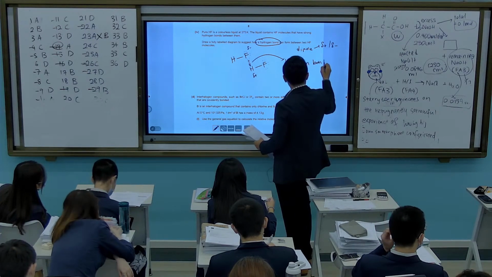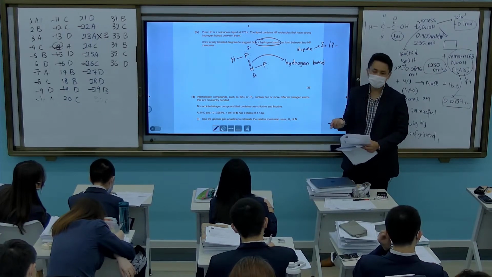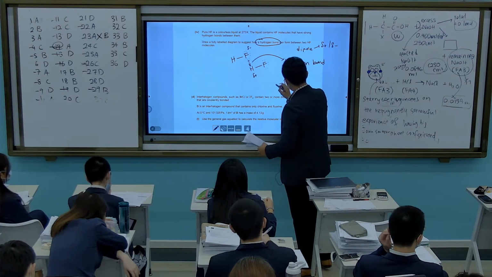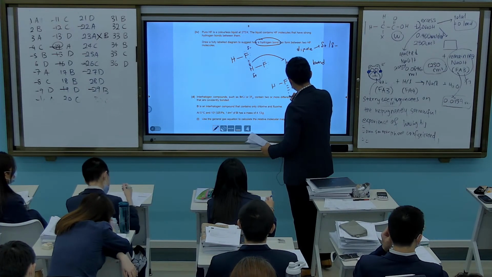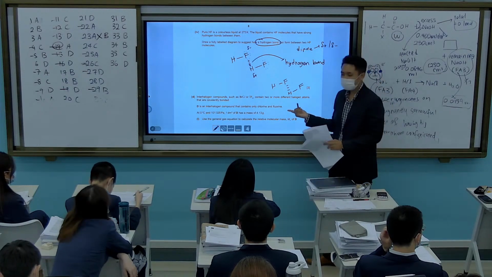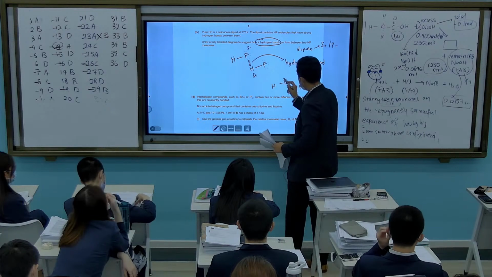Okay, right now it seems very easy for you, right? But actually during the exam, I see so many mistakes. For example, you draw like this, HF, then you just draw like this. Can you see what is missing here? The lone pair is missing, right? Must draw the lone pair.